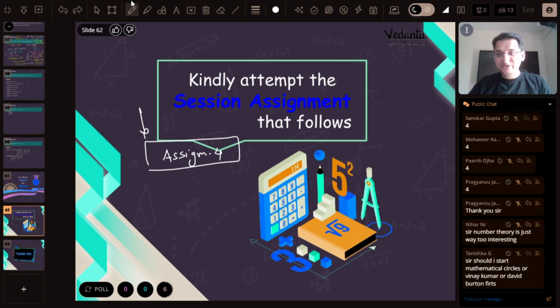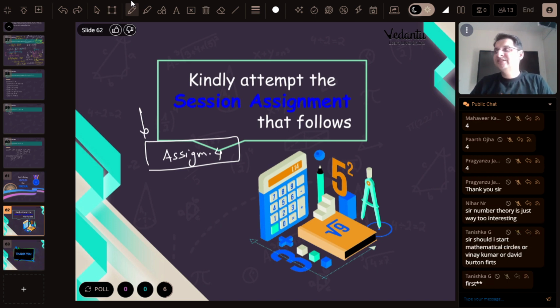Yes, number theory is way too interesting. Just that the sad part is it is not given that well in NCERTs, which is really sad, right? Because numbers is something which helps us understand mathematics in a good way. And what they're doing is they're just skipping and eliminating the chapters.